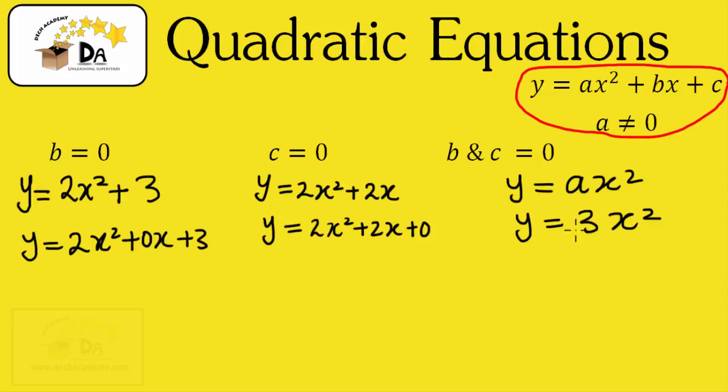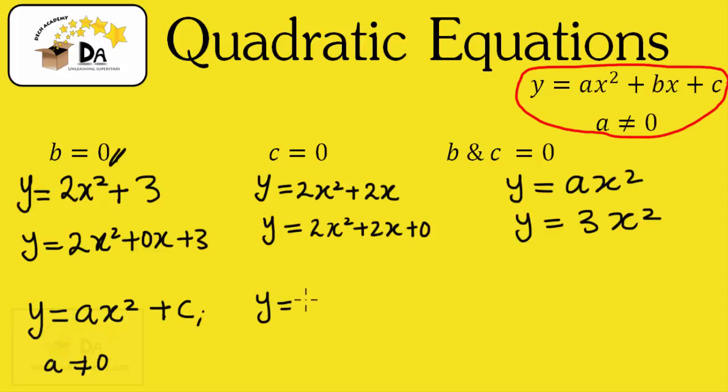So in other words, a quadratic equation where b equals 0 takes the form y equals ax squared plus c, where a is not equal to 0 and a and c take real number values. Similarly, when c is equal to 0, quadratic equations take the form y equals ax squared plus bx. And when b and c equal 0, quadratic equations take the form y equals ax squared. Again, a is not equal to 0, and a and b take real number values.